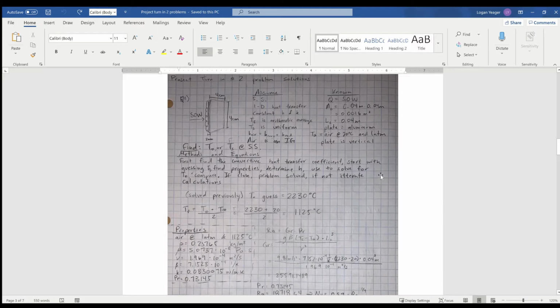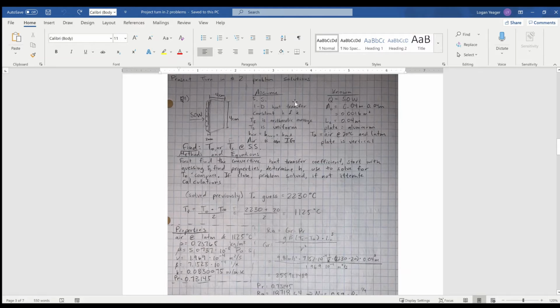To solve the first problem, we first know that the Q is going to be this 50 watts, the surface area is going to be the 0.4 times 0.4, the corrected length, or the characteristic length, is the 0.4 meters or 4 centimeters, the plate's going to be aluminum. The bulk property of air is going to be at 20 degrees Celsius in 1 atmosphere, and the plate is vertical. Our job is to find the T outside, or the surface temperature of the CPU.